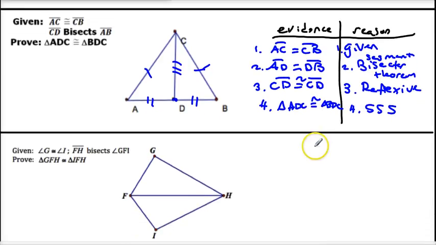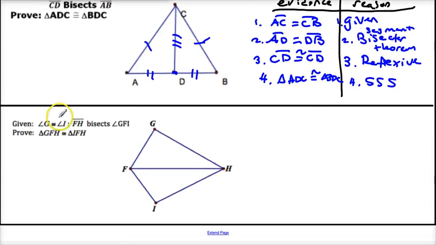All right, let's try it one more time. In this case, we know angle G is congruent to angle I. Let's mark it. Angle G is congruent to angle I. And we know FH bisects GFI. That's this angle right here. So FH, which is our line right here, bisects this angle right here.